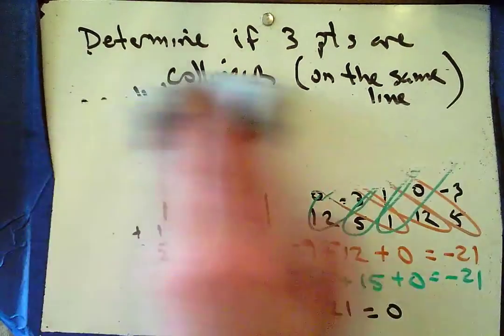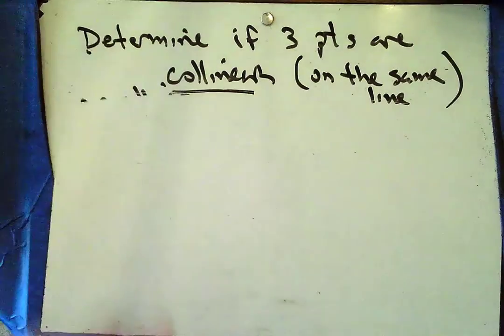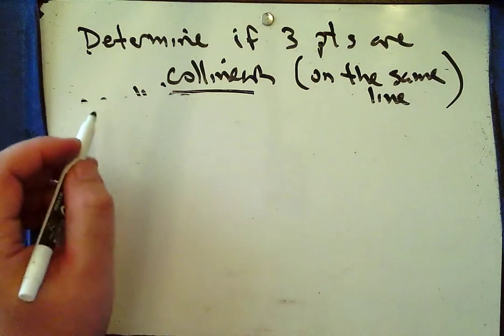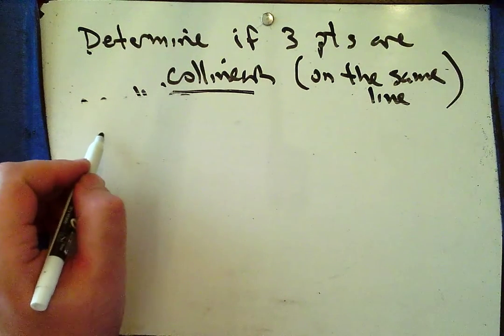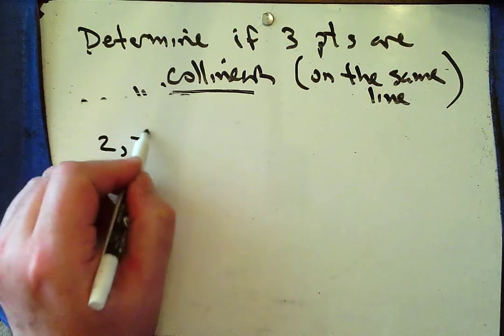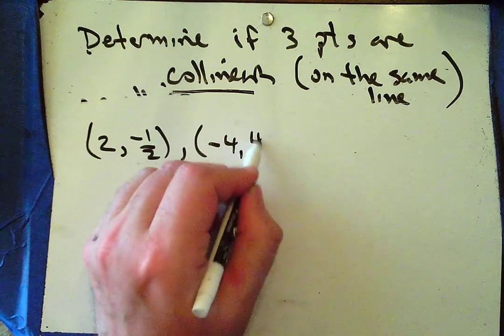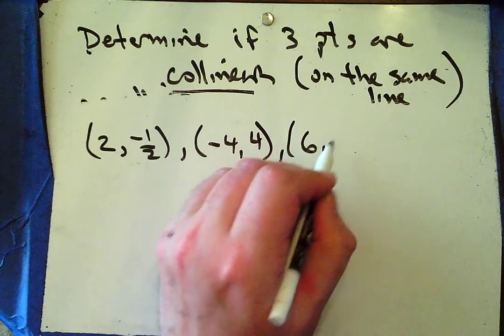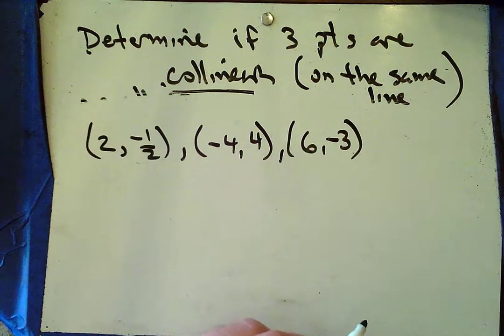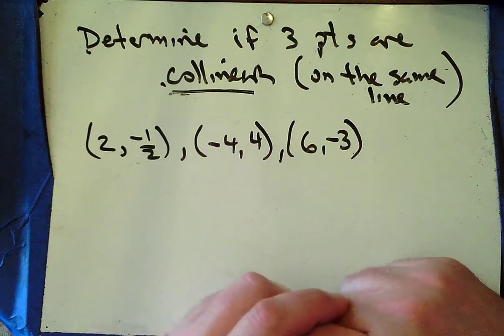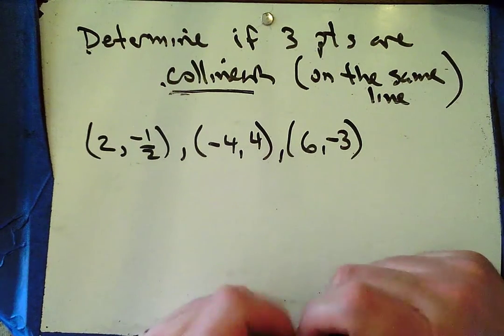Will you determine if these 3 points are collinear? 2, -1/2, -4, 4, and 6, -3. Okay, determine if these points are collinear. Pause the video, give it a try.